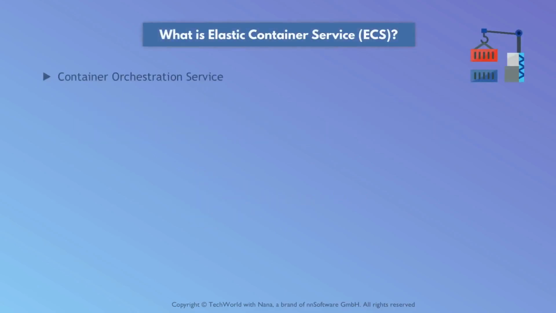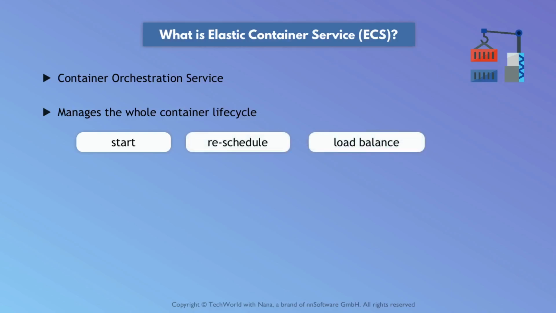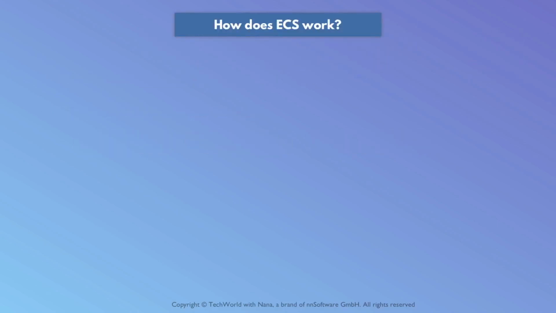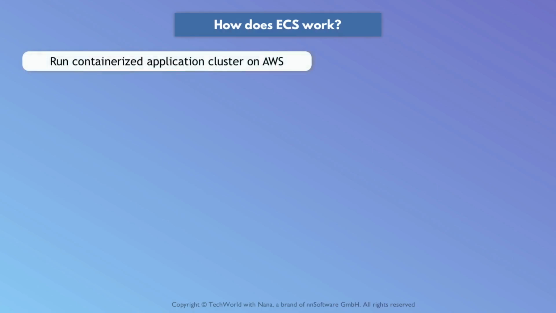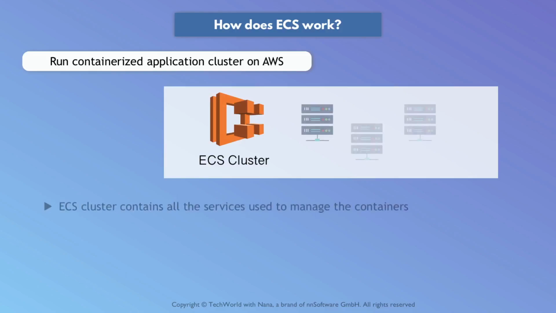So ECS, being an orchestrator for containers, will manage the whole lifecycle of a container. When you start the container, if it needs to get rescheduled somewhere, if it needs to get restarted, load balanced, etc. So how does this service actually work? On AWS, if you wanted to create a cluster, a container cluster basically, that is managed by AWS ECS service, you would create an ECS cluster.